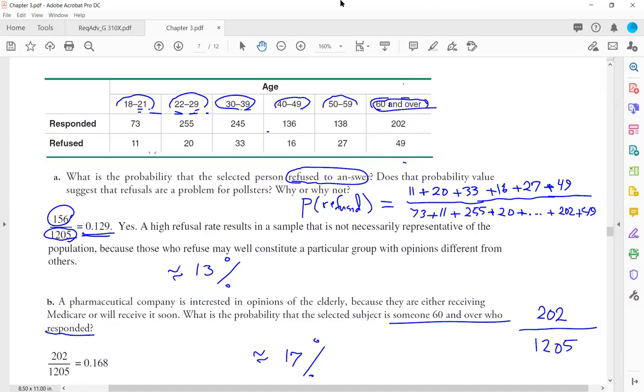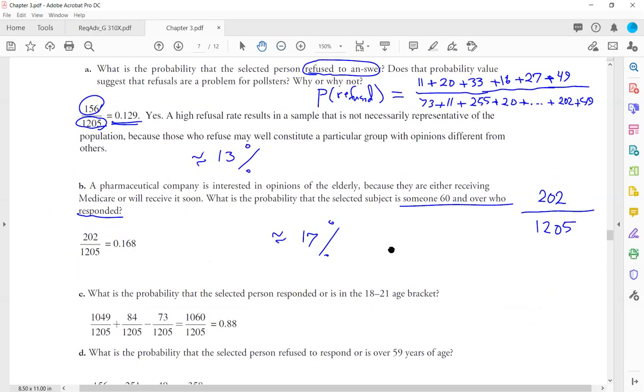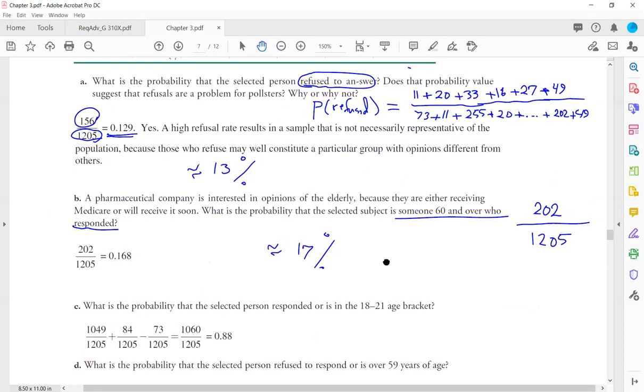So we have age brackets. Now for next part, part C says, what's the probability that the selected person responded, or, the keyword is or, is in the 18 to 21 age bracket. Remember that when you have or, it means that you have union. P of A union B is P of A plus P of B minus the intersection.